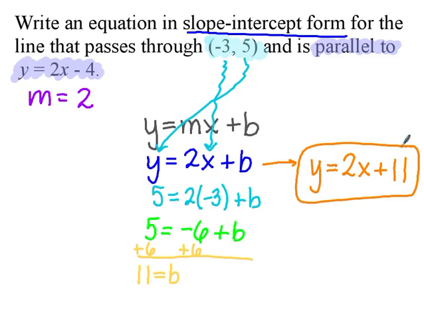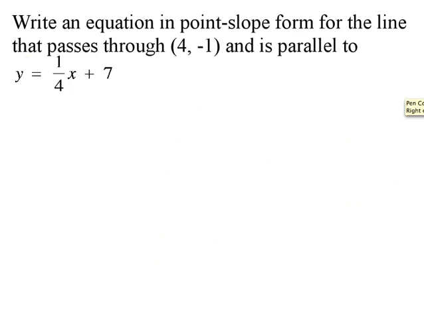All right, let's go ahead and look at another one of those. Write an equation in point-slope form for the line that passes through (4, -1) and is parallel to y = 1/4 x + 7. Once again, if I was taking notes, I would write find point-slope form, and then passes through (4, -1), parallel to y = 1/4 x + 7.